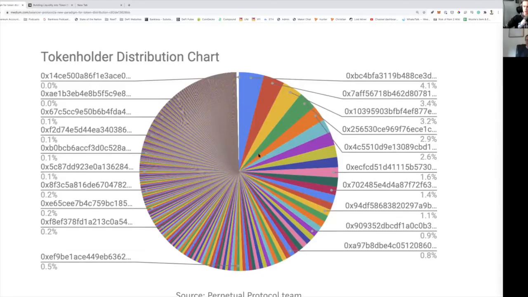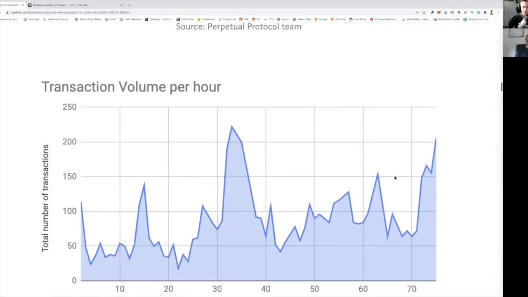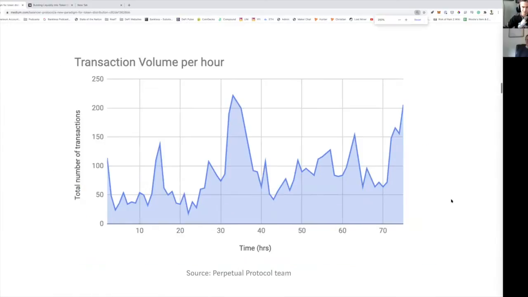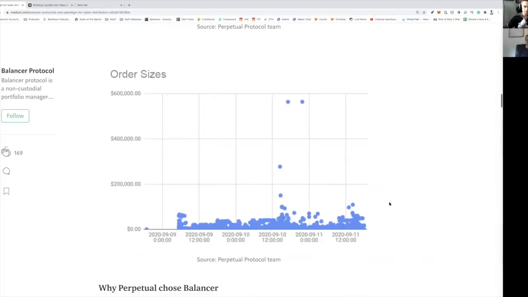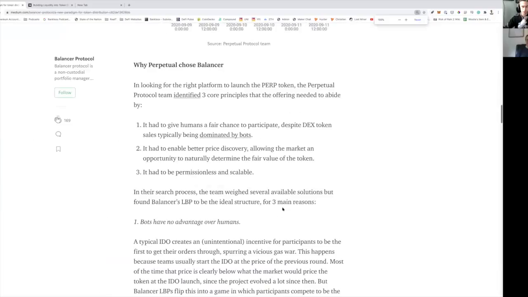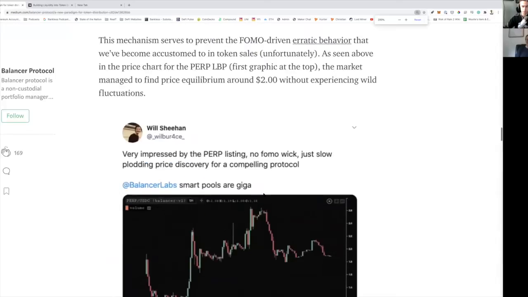I have never seen a more distributed token chart than this particular graph, right? That's absolutely insane. There are no real whales here. The biggest holder owns just 4%. That's crazy. And the transaction volume, here's a graph of the transaction volume, was nice and steady. Here's order sizes. And so Jeff, what did you think when you saw this perp token get issued in this particular way?